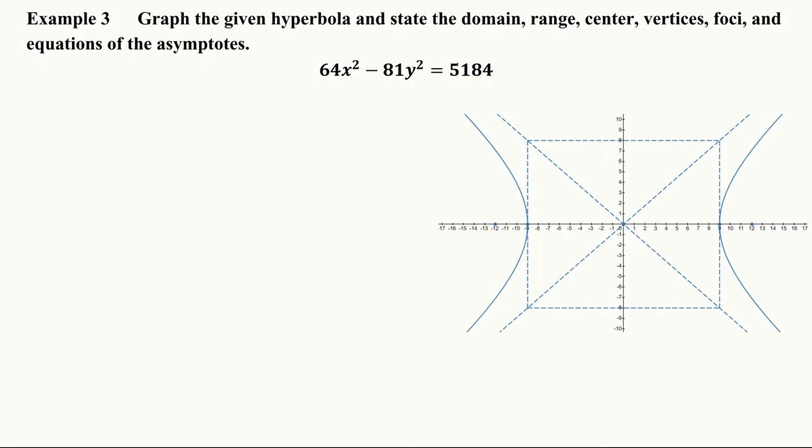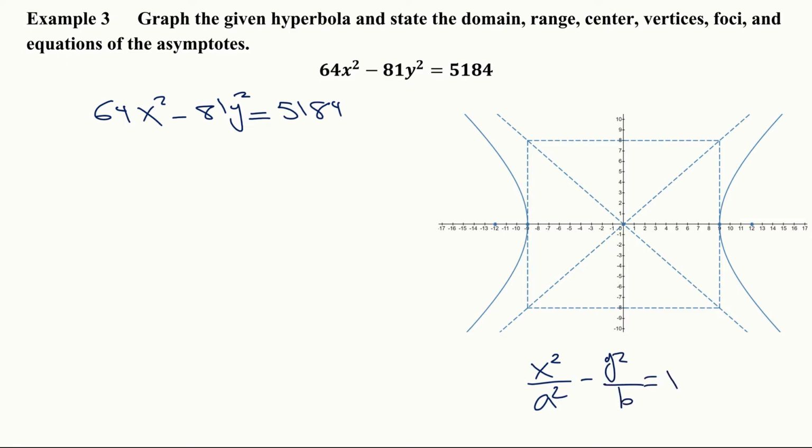Next, we want to graph this particular equation. Now, this one is not in standard form, so we're going to go ahead and put it in standard form first. The best thing to remember is that this is going to be of the x squared over a squared minus y squared over b squared equals 1 variety, because of where the vertices fall.